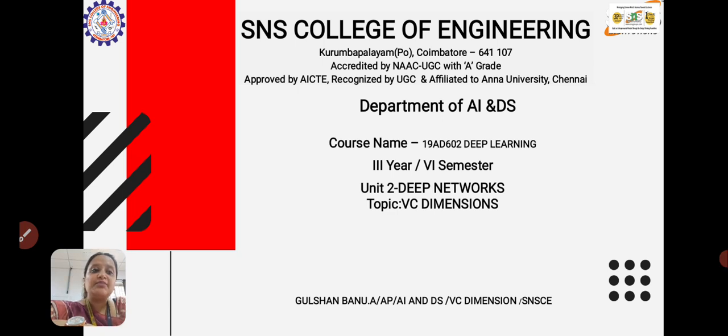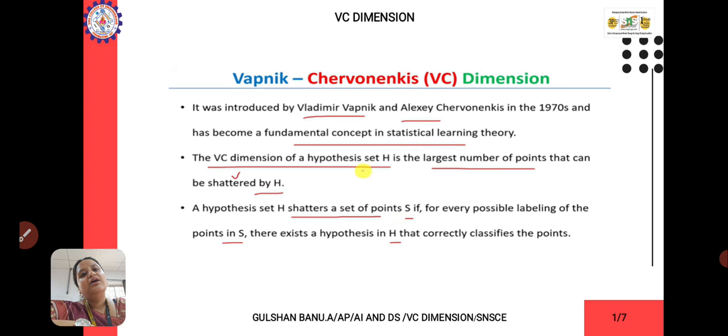So today I am here to present a topic, VC dimensions, from Unit-2, Deep Networks. So what is this VC dimension? The name VC dimension has evolved from the names of Vladimir Vapnik and Alexey Chervonenkis in the 1970s. They brought the fundamental concepts in a very statistical manner.